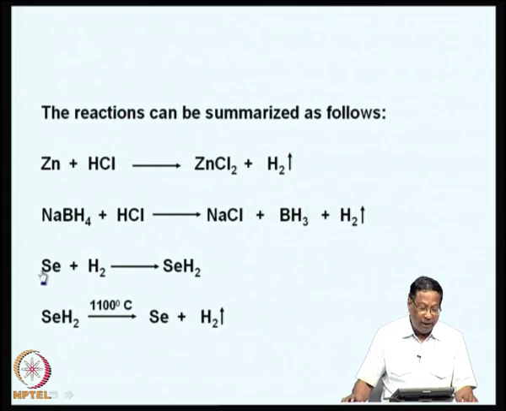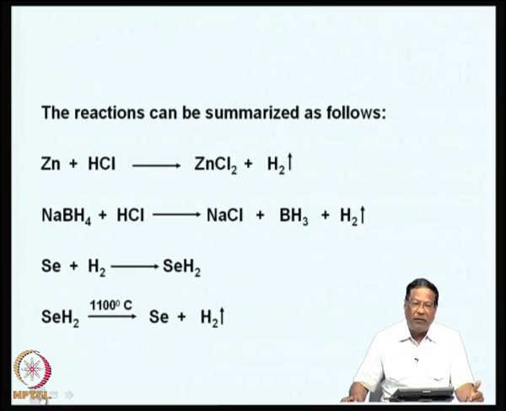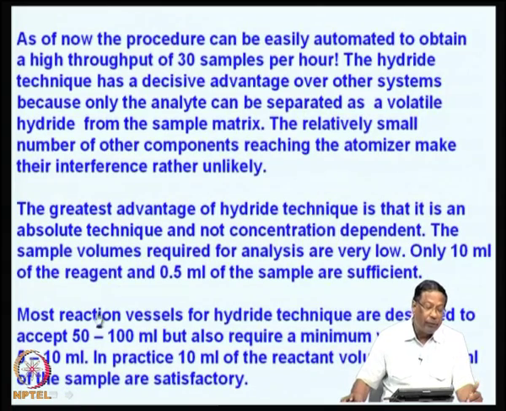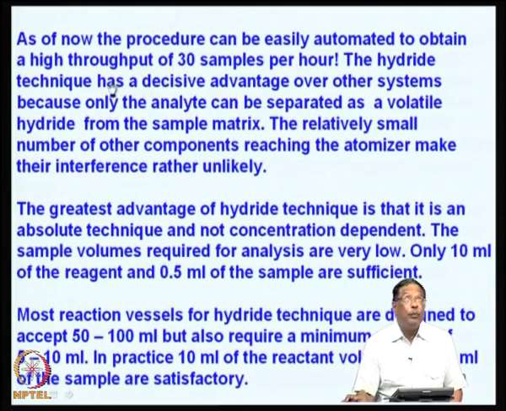So, this hydrogen would react with selenium to form selenium hydride, SeH2, and this would again decompose in the quartz tube at 1100 degrees centigrade to give you selenium atoms and hydrogen gas. So, these are the basic reactions. You can write similar reactions for tellurium, arsenic, etc.